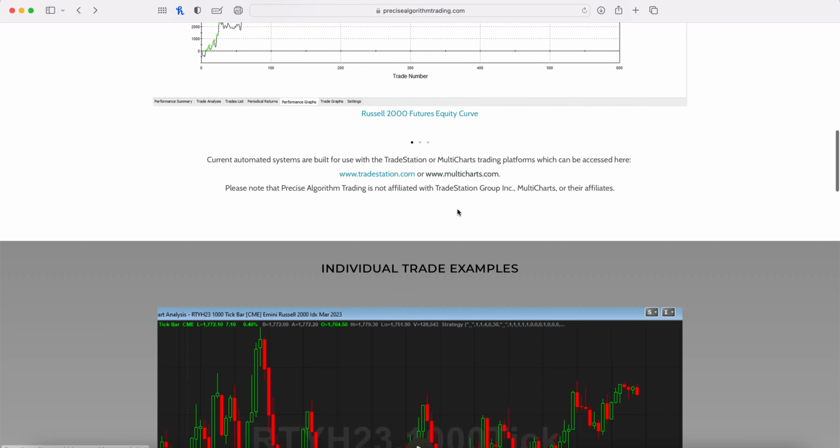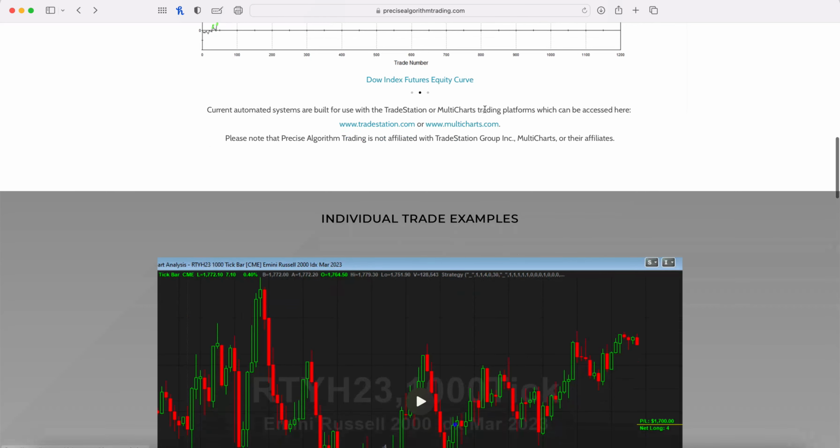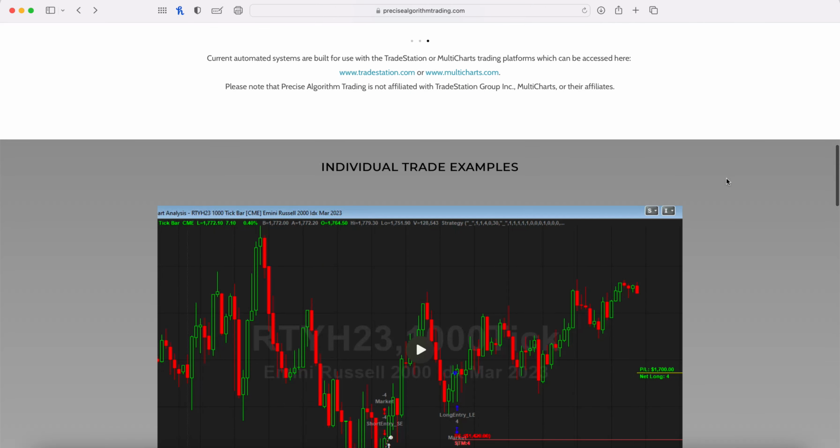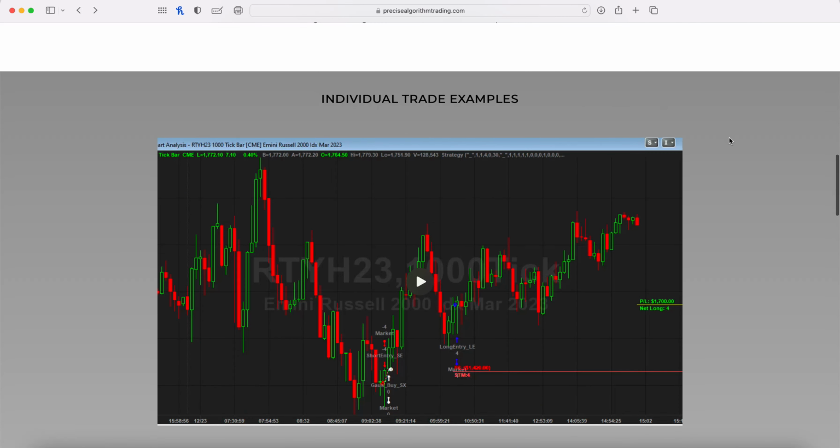Looks like I need to get rid of that on the home page. I'm going to take multi-charts off of all this. People that use multi-charts generally know that TradeStation is compatible with multi-charts, so I don't want to confuse people by having two systems, because really it's TradeStation we're talking about.